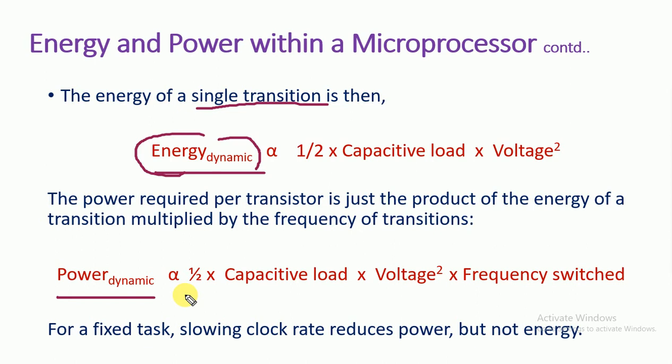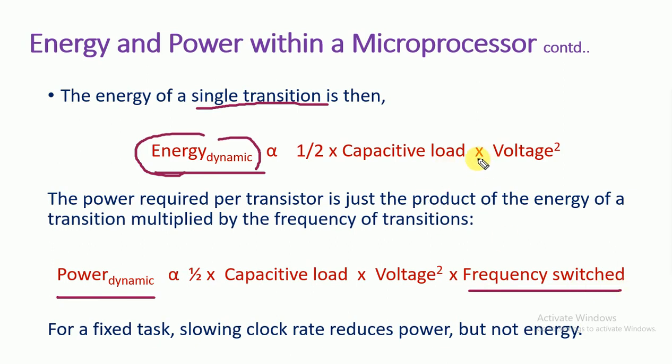So the dynamic power can be defined as proportional to half into capacitive load into voltage square, which is equivalent to the dynamic energy, into the number of times the switching happens within the integrated circuit transistors. So this is for a single transistor, for a single transition, half into capacitive load into voltage square. Now the entire dynamic power requirement is proportional to half into capacitive load into voltage square into the frequency switched, the number of times the switching happens.